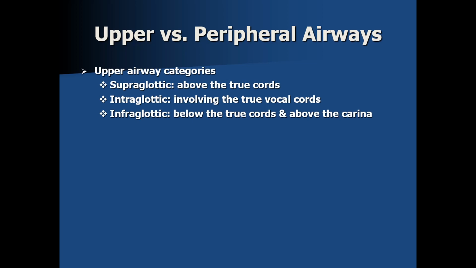We also categorize the upper airways in this manner. There are supraglottic airways, which are above the true vocal cords, intraglottic, which involve the vocal cords, and infraglottic, which are below the true cords but above the carina.